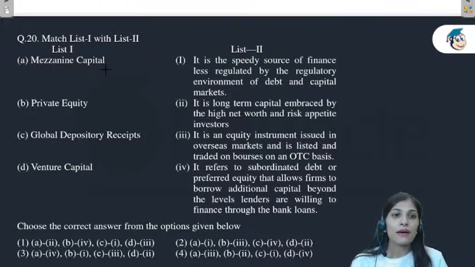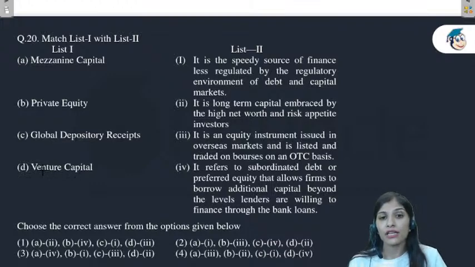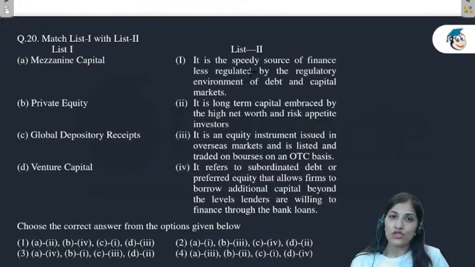Next, now we have to match the following. See, mezzanine capital, private equity, GDR and venture capital. I'm starting from the last, venture capital. If you get these kinds of questions, I'll suggest first read the definitions in the list 2 part. First come to column 2, then you will be able to understand. It is the speedy source of finance, less regulated by the regulatory environment of debt and capital markets.